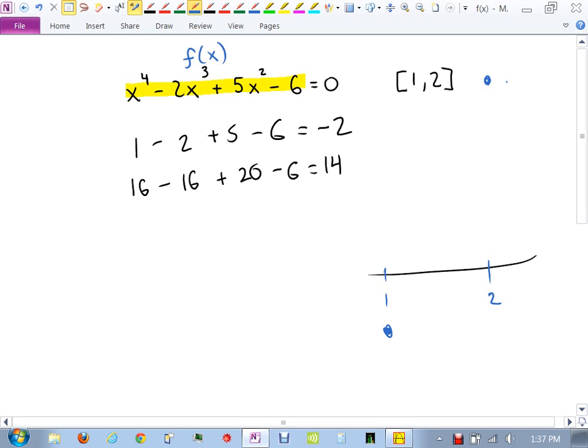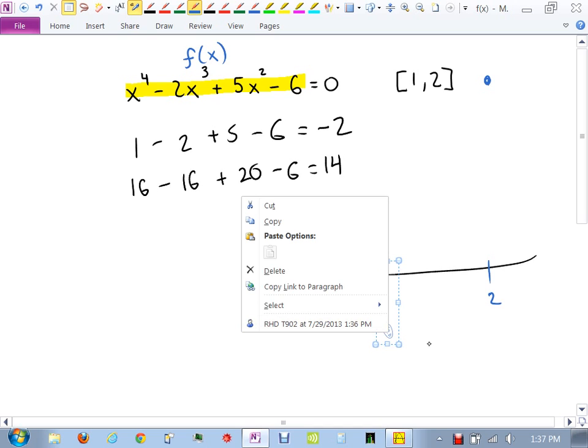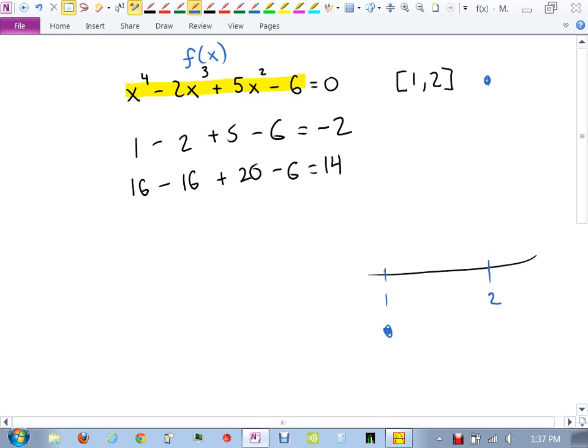Is that a continuous function? x to the 4th minus 2x cubed plus... Yes, it's a polynomial, right? So I've got to connect these without picking up my pencil. So I have to go through 0, don't I? So there's somewhere in there that I pass through 0. I can't tell you where it is. But using Newton's method, we can approximate it. We can get real close.